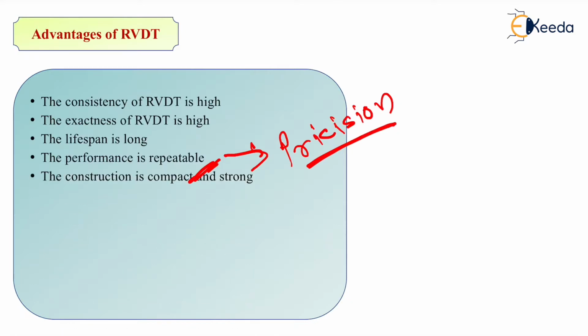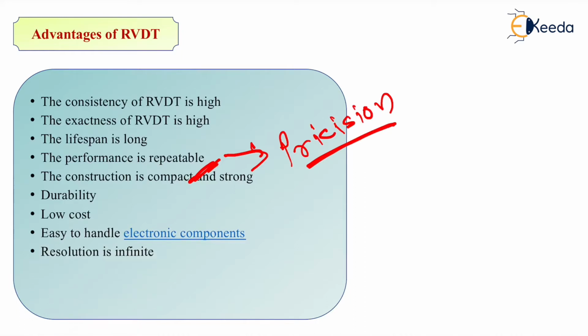The construction is compact and strong. If we have to choose an area or place for the instrument, its construction is so compact that it requires less area. Then it is durable. It has low cost, it can easily handle electronic components, and the resolution is infinite. And the linearity of the RVDT is excellent. What is linearity? It is the change in output with respect to the input. And it has a wide range of dimensions. So we have seen the advantages of the RVDT.